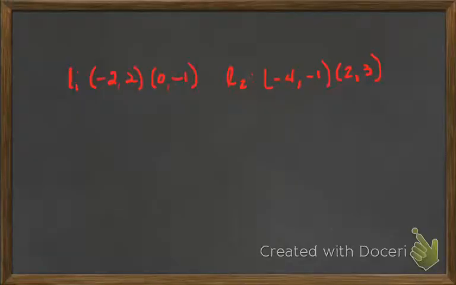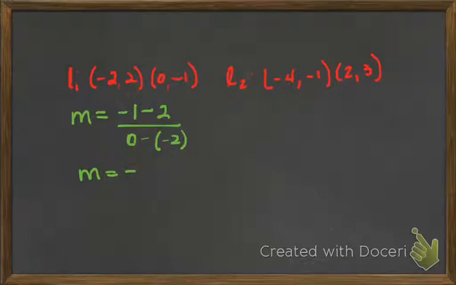Let's practice a little bit. There are two lines: one through the points (-2, 2) and (0, -1), and a second line through the points (-4, -1) and (2, 3). Tell me if these lines are perpendicular, parallel, or neither. To do that, you need to know the slope of each line. To find the slope of the first line, we take y2 minus y1, and divide that by x2 minus x1. So my slope is -3 over 2, because 0 minus a -2 is 2.